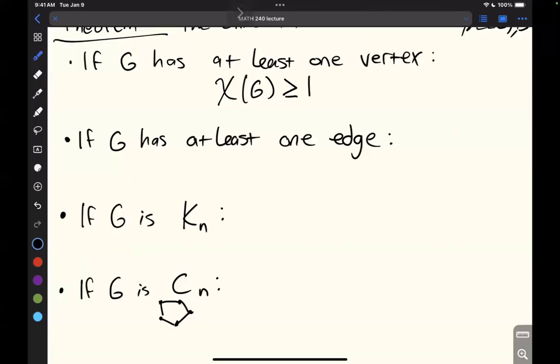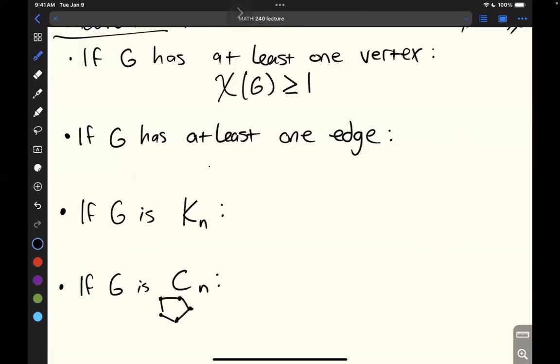So if G has at least one edge, what can we say about the chromatic number? Yeah, so we've got at least 2 vertices joined by an edge, at the very least. So that means the chromatic number has to be at least 2.